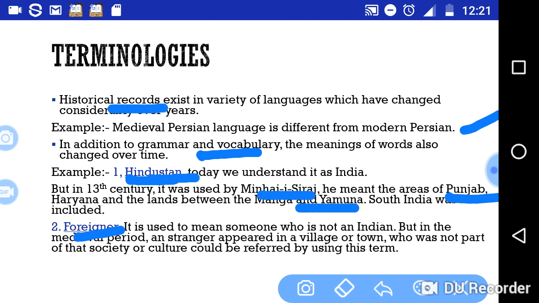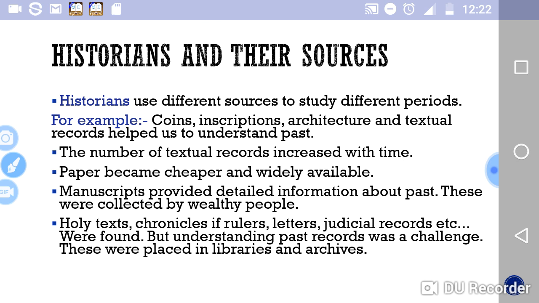The second word is foreigner. Foreigner is a word we use to refer to a person who is not an Indian. But in the medieval period, any stranger could be addressed by the word foreigner. Any stranger who appeared in a village or town could be called a foreigner. And some people used this word to address a person belonging to a different society or culture. This is how the meanings of words were changing with time, that means how the terminologies were changing with time.